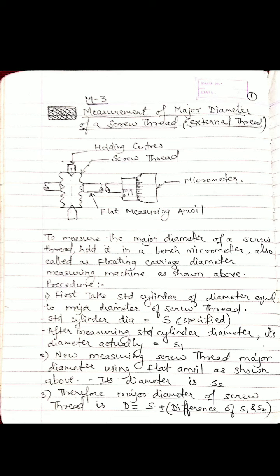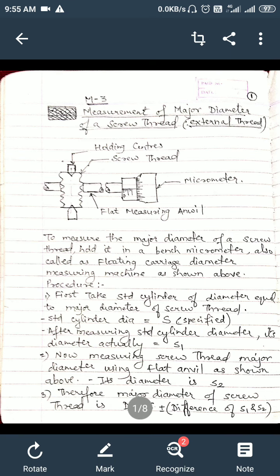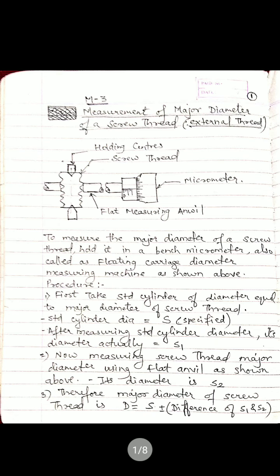So first what I have to do, I will take a standard cylinder of the diameter which is equal to the major diameter of the screw thread. Take this standard cylinder, fit it into the bench micrometer and measure its diameter. If I measure the diameter of the standard cylinder, let us assume it as capital S, which I have also written in the procedure on the screen.